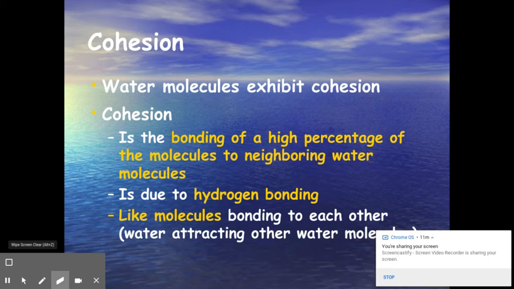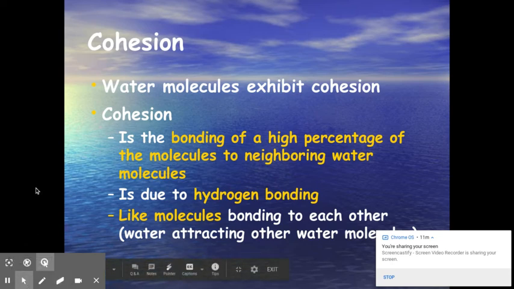The other thing that cohesion does is it allows water to form spheres and droplets. Those droplets then can be used by organisms. Without that, water would not be able to be as useful to us as humans and living organisms.